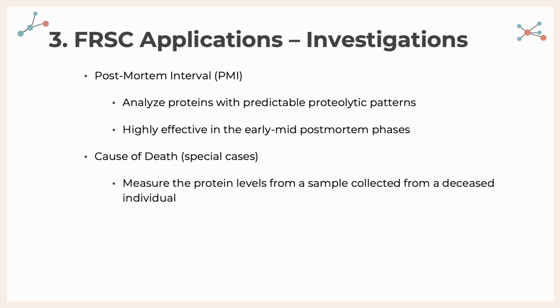The third application of proteomics in forensic investigations is the cause of death, which is only specific to drowning victims. So how you would do this is by measuring the protein levels from a sample collected from a deceased individual. And right now, the only research that has proven proteomics to be effective for cause of death determination is drowning. Because drowning victims show decreased alpha-1 antitrypsin and increased apolipoprotein in their system, or in their tissues, when they drowned and died, unfortunately.